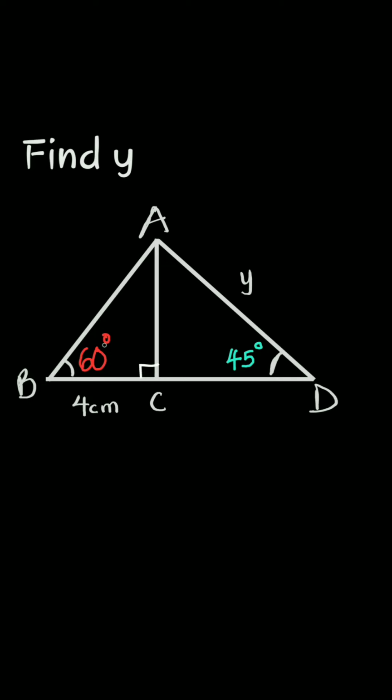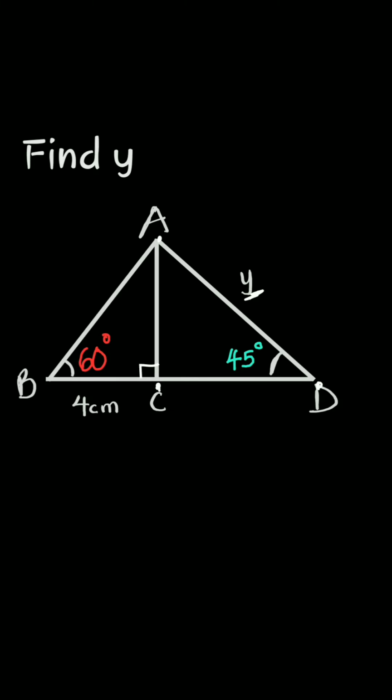Find the value of y. When you look at this diagram, you see that you have two right angle triangles here. We have triangle ABC and triangle ACD. Y is the length of AD, and that is attached to right angle triangle ACD. So how do we find the length of y?